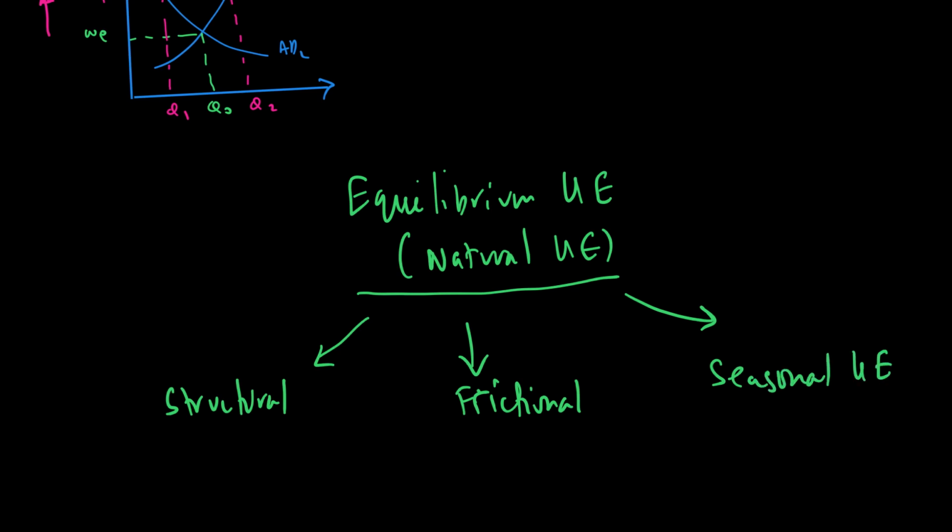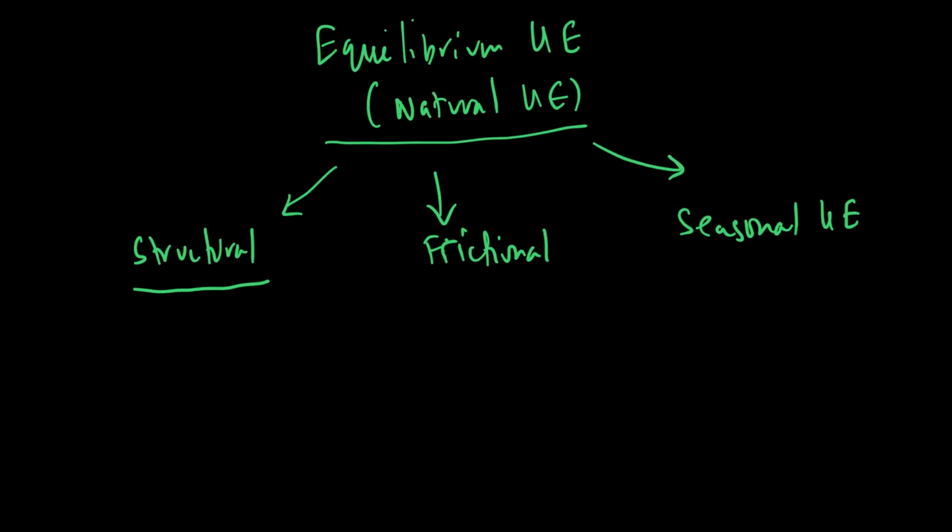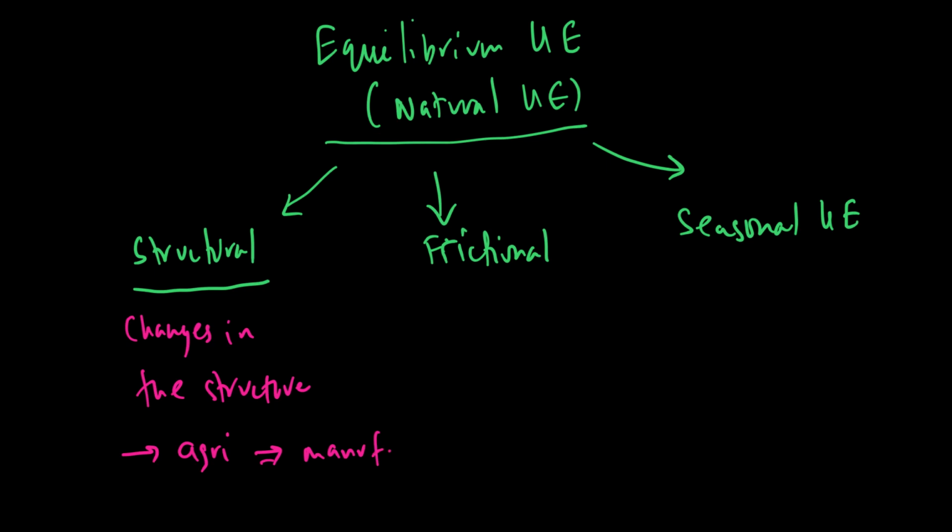So what is structural unemployment? Structural unemployment is unemployment that happens because of changes in the structure of the economy. Changes in the structure are basically to do with, for example, when an economy is moving from agriculture to manufacturing, or from manufacturing to services, there are a lot of people who will lose their jobs because of lack of skills, and that could result in this kind of unemployment.